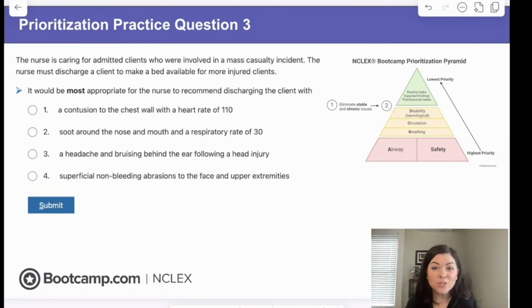So last one, and with this one, I wanted to totally switch gears. I told you that prioritization questions might be formatted many different ways, so I wanted to give you a big contrast. We're gonna now be looking for the least sick or lowest priority client. So it says the nurse is caring for admitted clients involved in a mass casualty incident. The nurse must discharge a client to make a bed available for more injured clients. It would be most appropriate for the nurse to recommend discharging which client. So once again, we are looking for the lowest priority client.